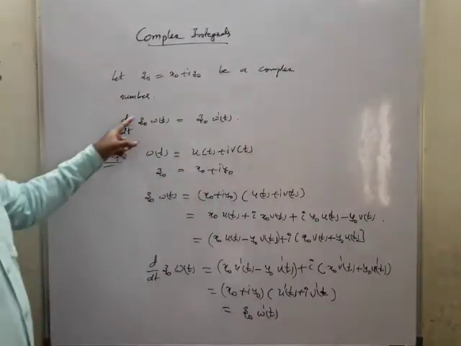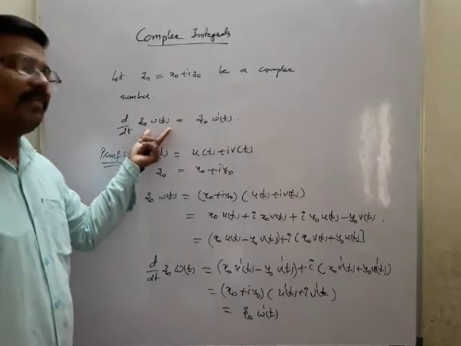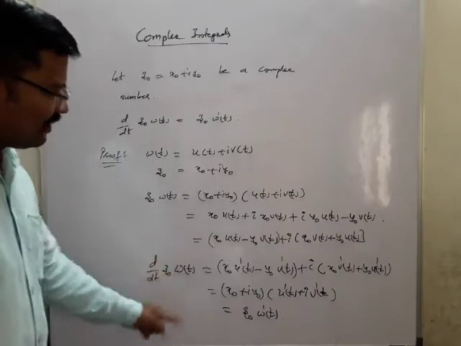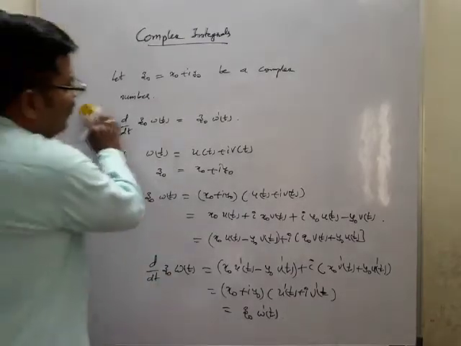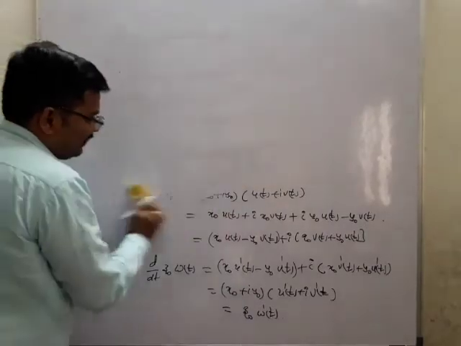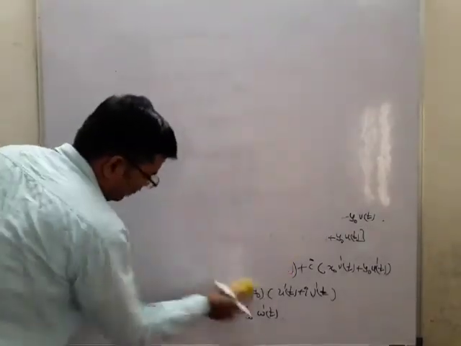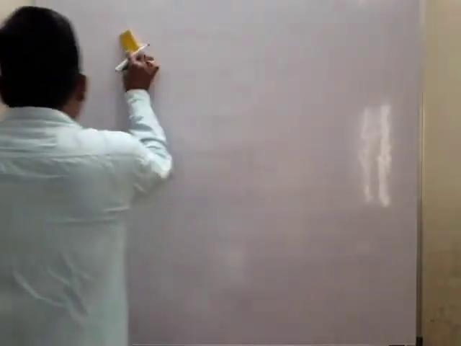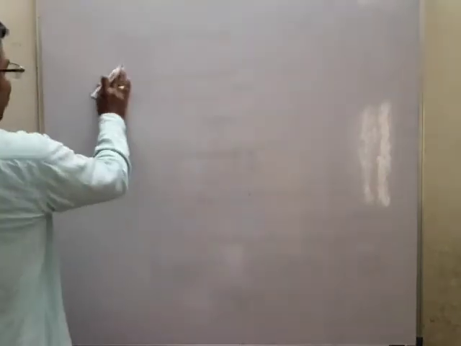Therefore d by dt of z naught into w of t can be written as z naught into w dash of t. This is how we can calculate the derivative of the given complex number with z naught and w of t equal to u of t plus i v of t. Now this is how we can write it. We can have the next problem. So there is one more problem, isn't it?